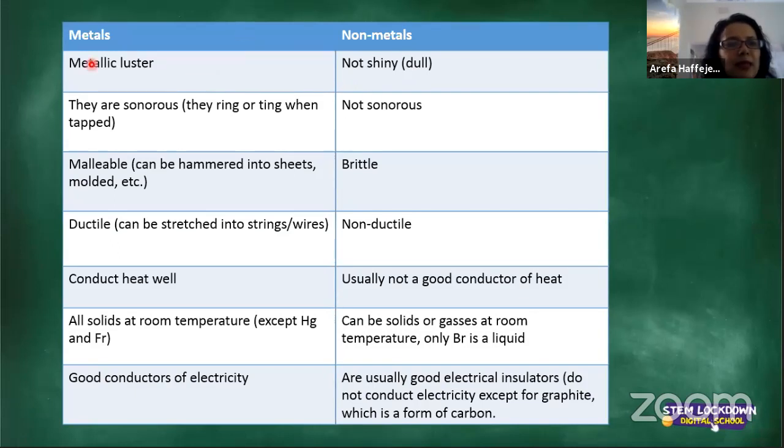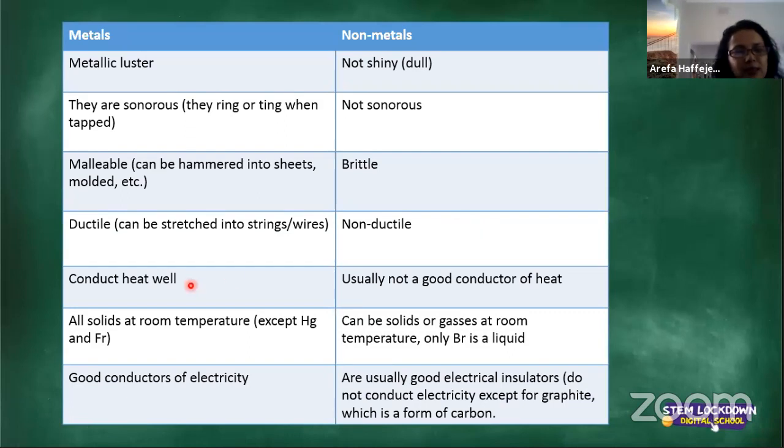Right, so then we have the differences between metals and non-metals. Metals have metallic luster, and non-metals are not shiny. Metals are sonorous. These are new words for you. That means it has a ring or ting when you tap it. Non-metals are not sonorous. Then metals are malleable, which means they can be hammered into sheets or molded, and non-metals are brittle. And metals are ductile, which means they can be stretched, and non-metals are non-ductile.